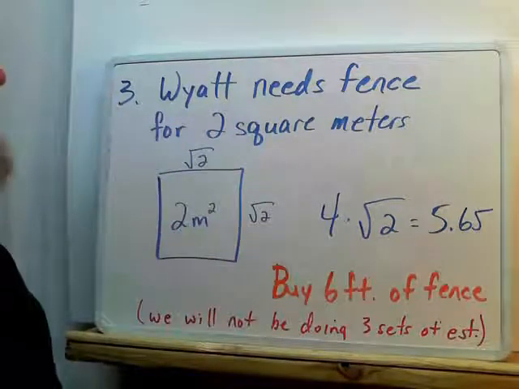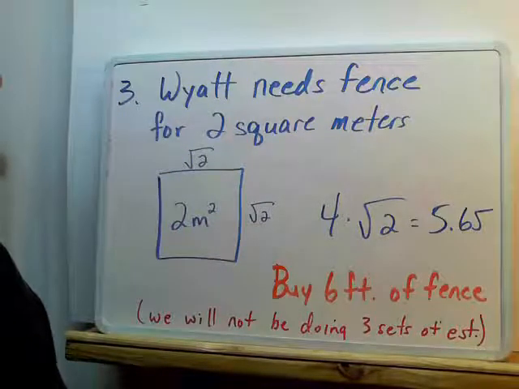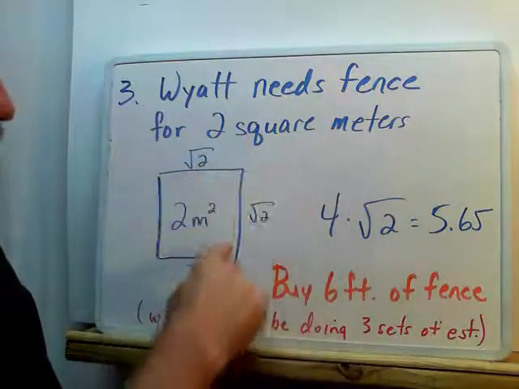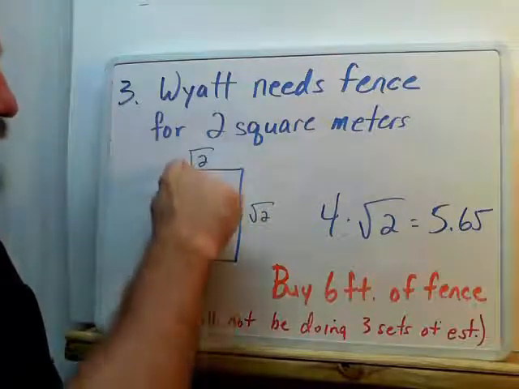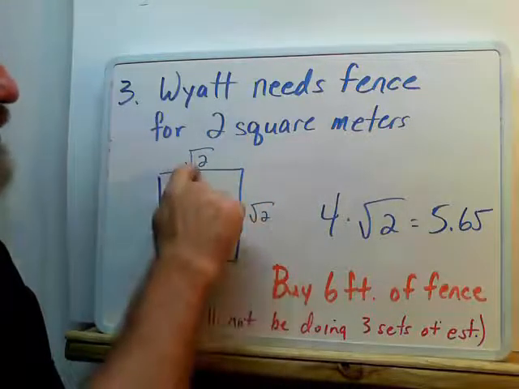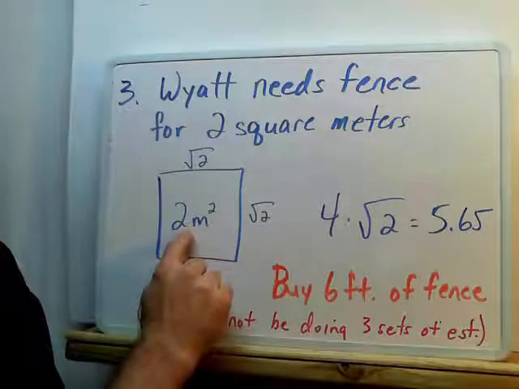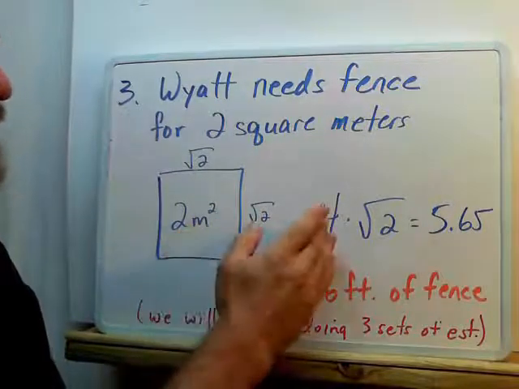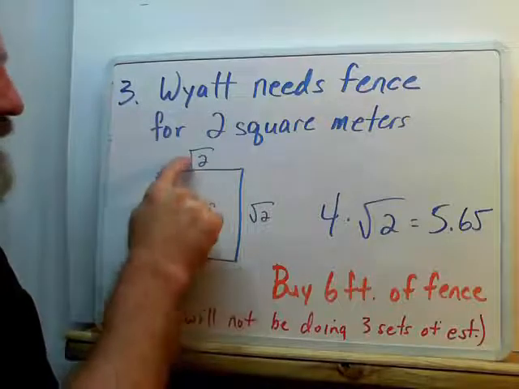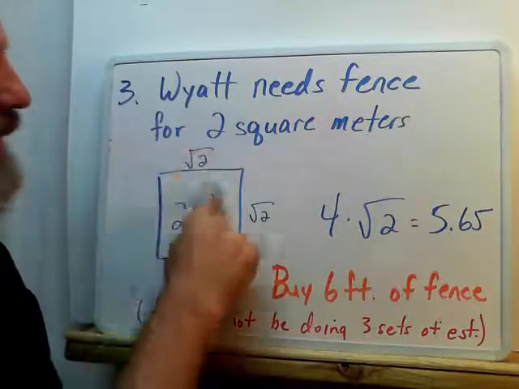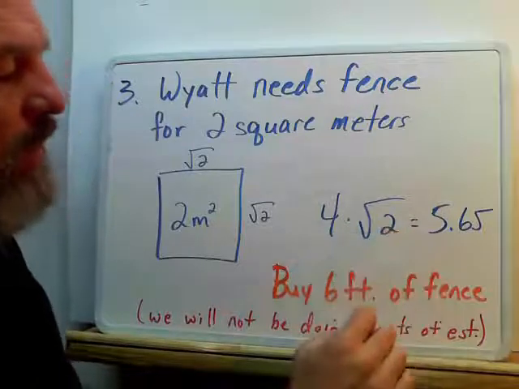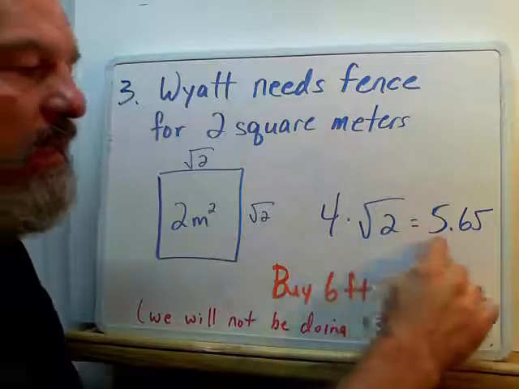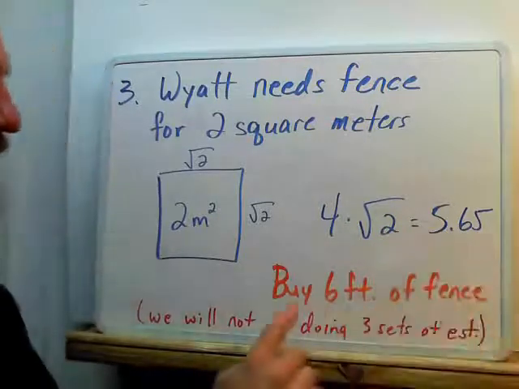Okay, for problem number 3, Wyatt needs fence for 2 square meters of land. Okay, so we have a square, 2 square meters. Therefore we know that it is the square root of 2 on both sides, because the square root of 2 times the square root of 2 would give us the 2 square meters. And perimeter says that we need to get all 4 sides together. Well, since they're all the same, we can just do 4 times the square root of 2. Put that in a calculator, and that equals 5.65.